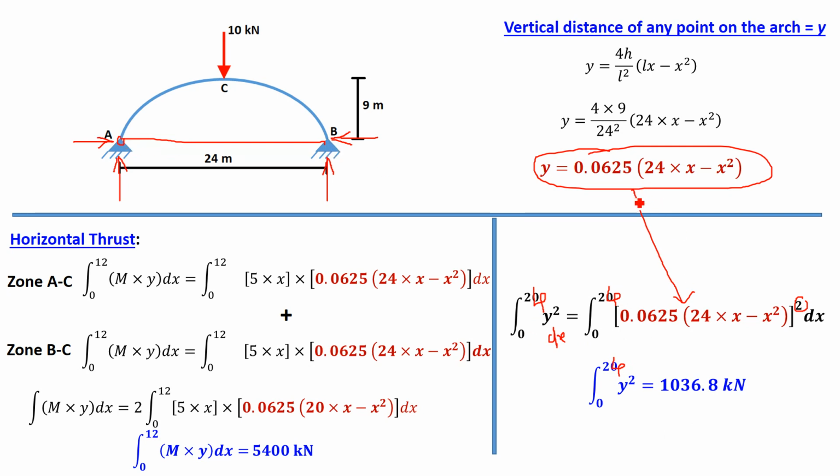So if you put this value of y here, and now if you integrate this, first you have to square this bracket and then you have to integrate. You can solve this in your calculator, and if you find out the answer, your answer is coming 1036.8 kilonewton. The answer is correct, only the limit is by mistake written 20, it is 24. With the same limit we are getting 1036.8 kilonewton as the answer of the denominator, integration of y square.